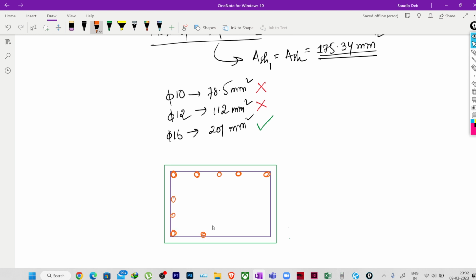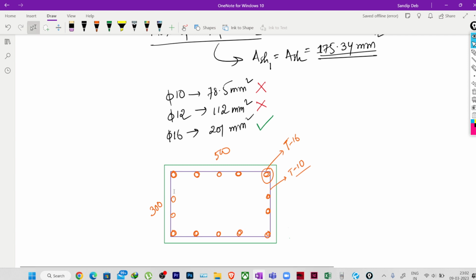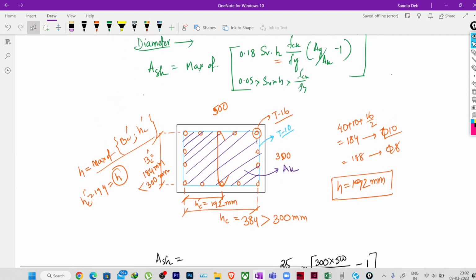1, 2, 3, 4, 1, 2. Now this is also 300 by 500. This is 16 mm diabar, this is 10 mm diabar. This is just for calculation of the clear cover, effective cover. We have just assumed it, but it is not determined. This is just an assumption, remember. This is not the fixed one.